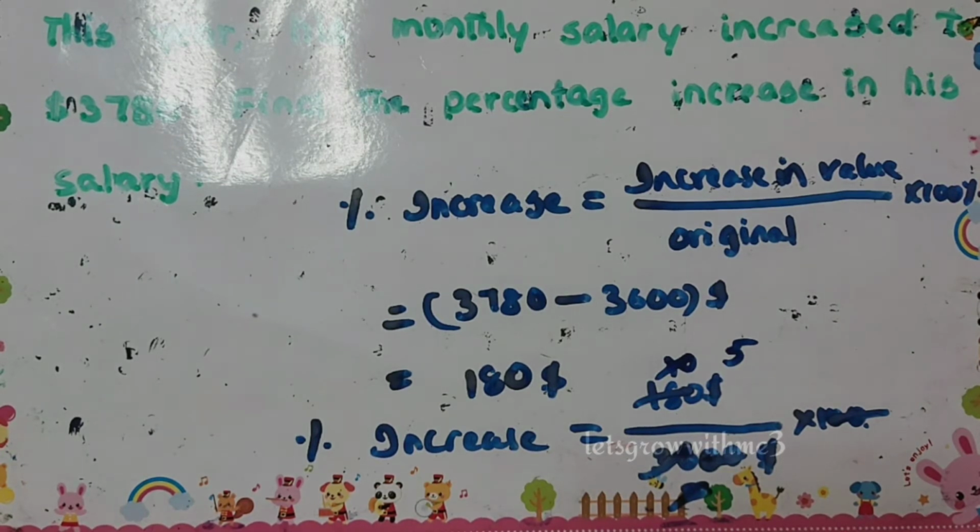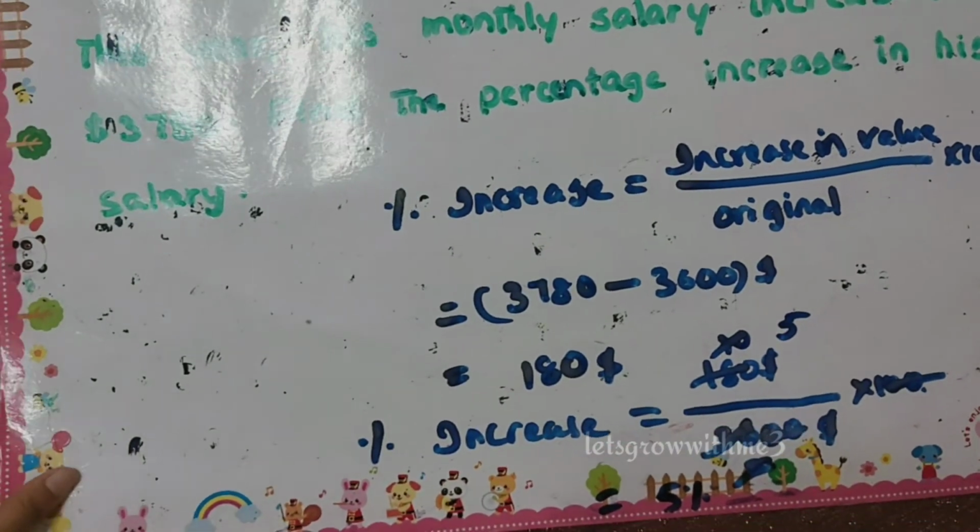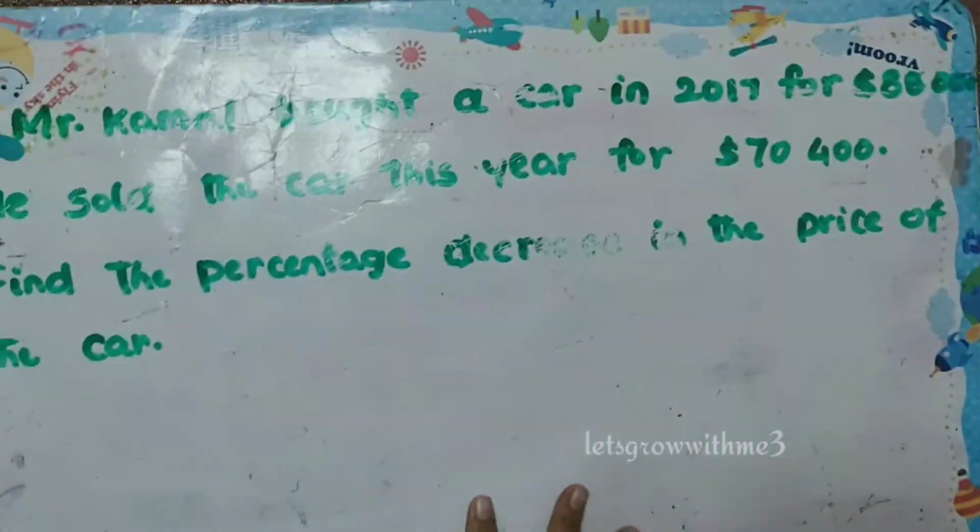So 5% of $3,600 is the $180 hike he got. So that's the percentage increase in his salary. That's how we need to calculate the percentage increase in salaries. Let's see one more problem, for the percentage decrease.